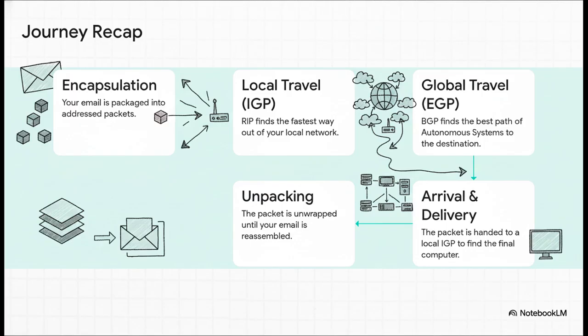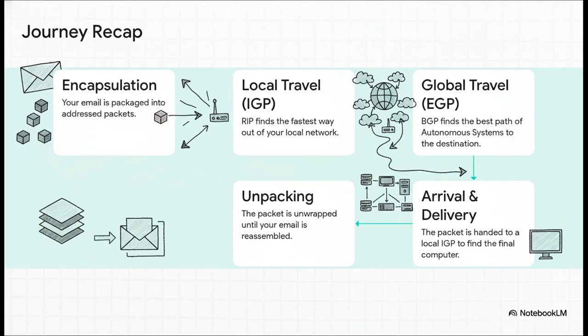It looks at the map of the world and finds the best path of other ASs to get to the destination network. Once it arrives in the right neighborhood, it's handed back off to a local IGP to find the exact computer it's looking for. And finally, the whole process happens in reverse. The packet gets unwrapped, layer by layer, until your original email is perfectly reassembled on the other person's screen. And all of this happens in the blink of an eye.